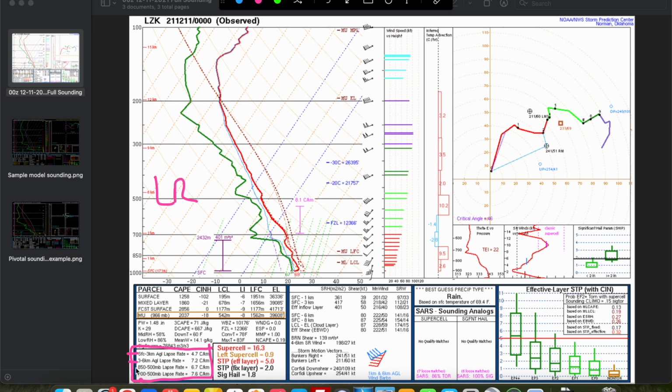And then between the mandatory pressure levels, we have the 850 to 500 millibar lapse rate and the 700 to 500 millibar lapse rate. And as we know, lapse rate is the rate of change of temperature with height in a certain layer. And I do look at these when I'm making a forecast.